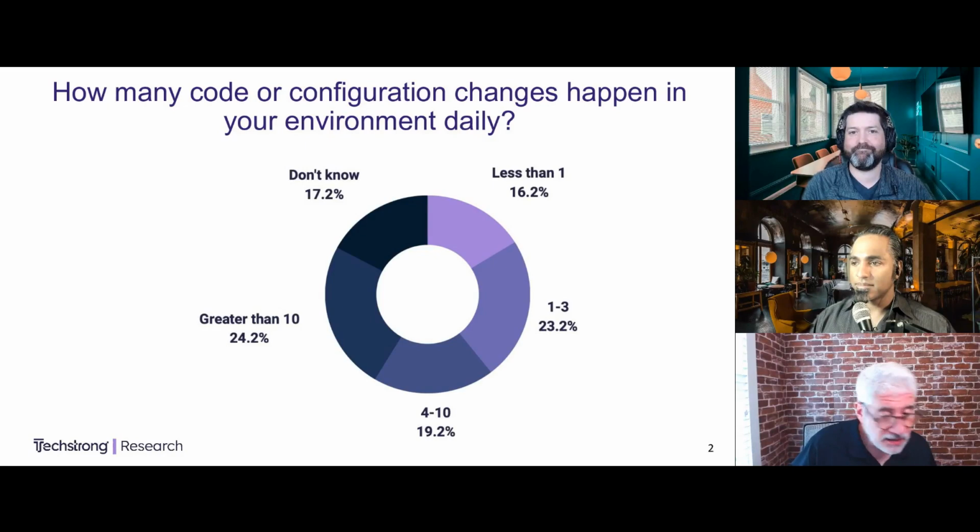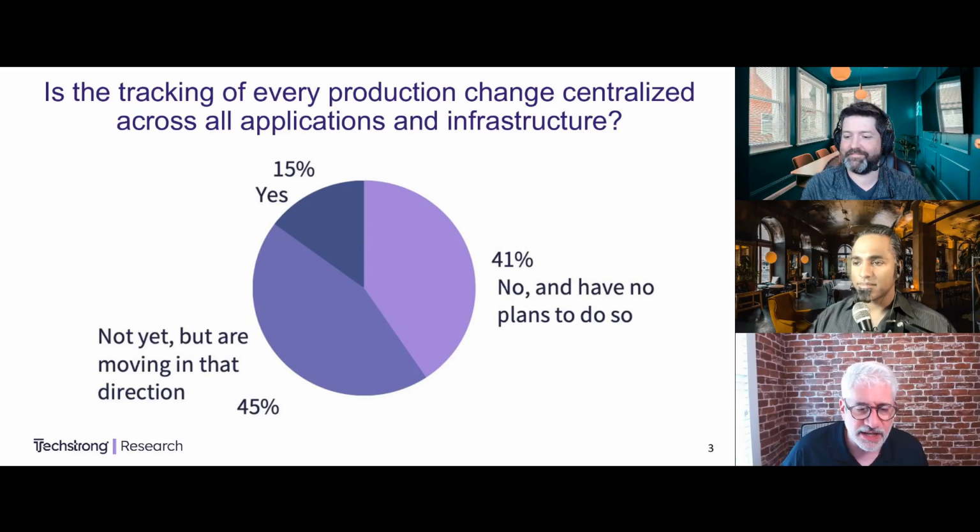Some are really good at it. Others are not so good at it. I'm advising the security team to try to get their arms around this thing. But you've got architecture, deployment, and operations that are trying to figure out which end is up. And that really brings up our next data point, which is the tracking of every production change centralized across all applications and infrastructure.